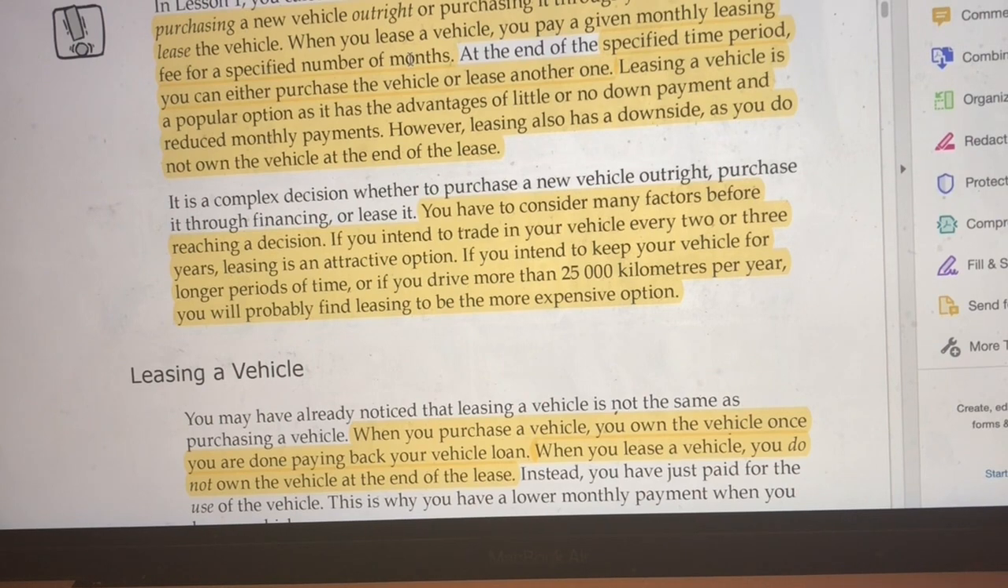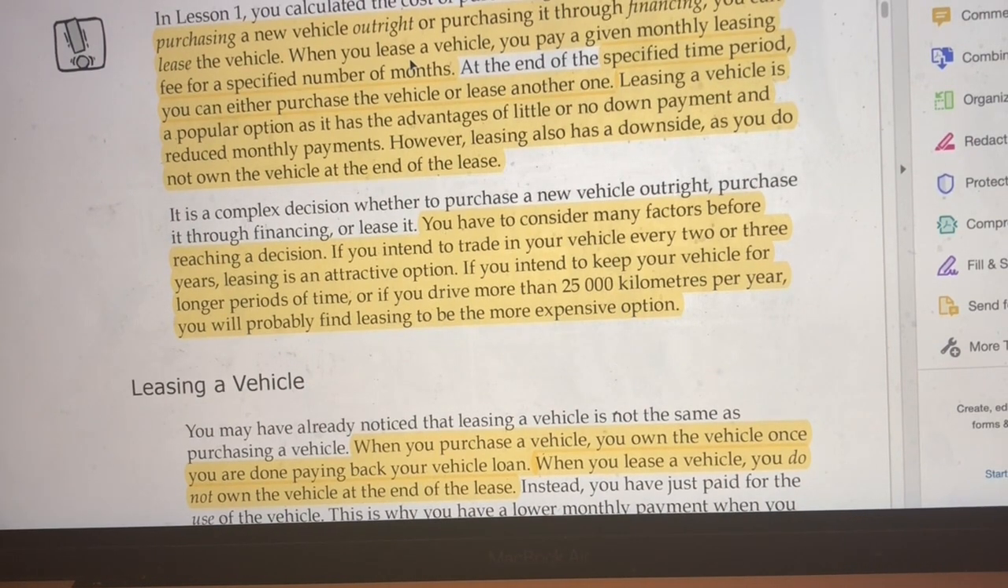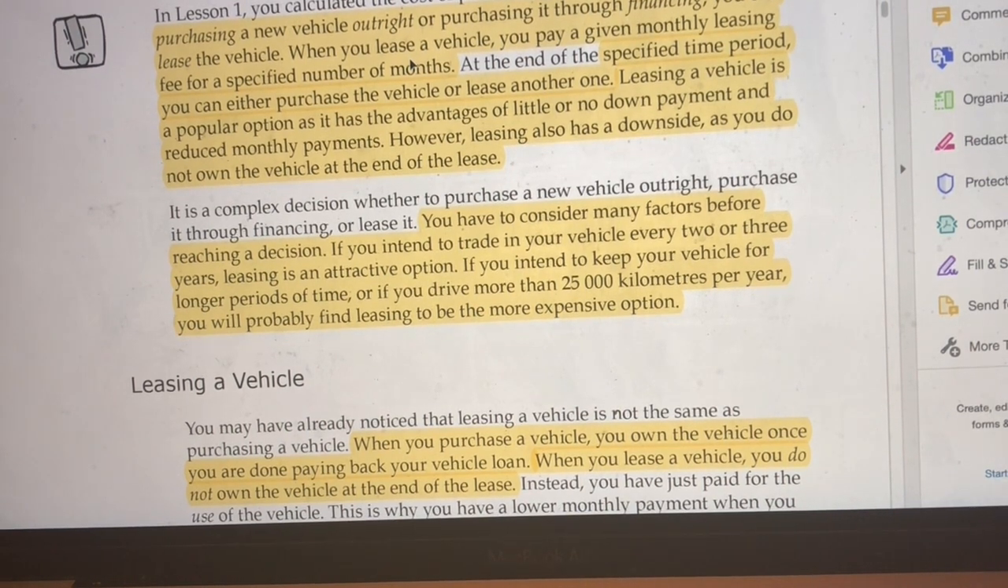All right, so the introduction to leasing a car. Rather than purchasing a new vehicle outright or through financing, you can also do what's called a lease. When you lease the vehicle, you pay a given monthly leasing fee for a specific number of months. That's something that you negotiate with the dealership and the salesperson. There's usually a set period of months that you pay for. At the end of that time, you can either choose to purchase that car, or you can just say, I'm done, and lease another vehicle.